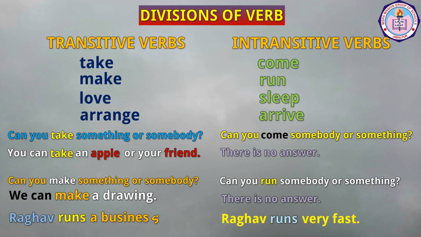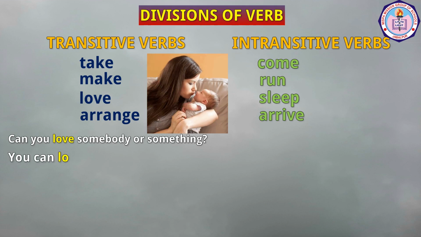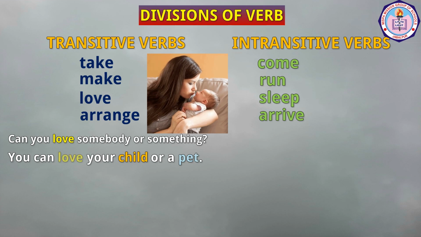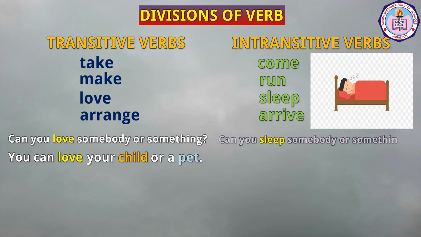Its object is business. Can you love somebody or something? Yes, you can love your child or your pet animal. So love is a transitive verb. The objects of love are child and pet animal. Can you sleep somebody or something? No, you cannot sleep somebody or something. Hence, sleep is an intransitive verb.